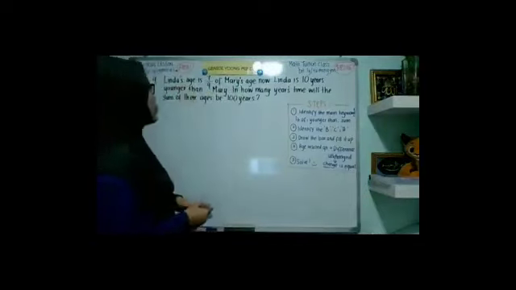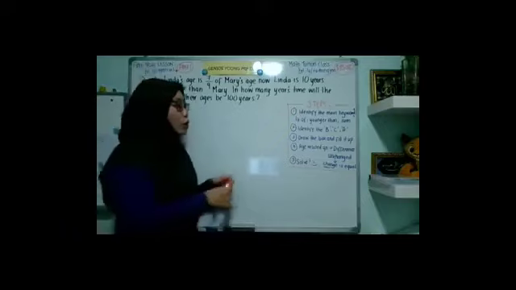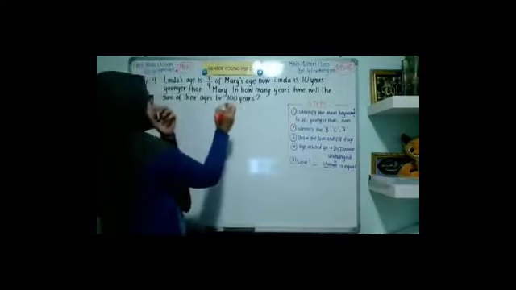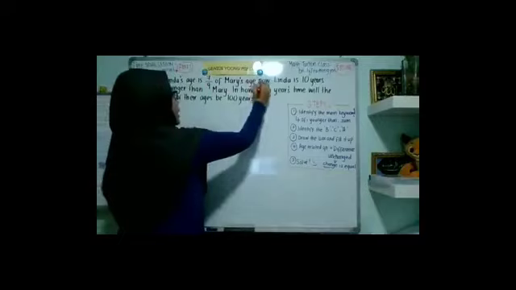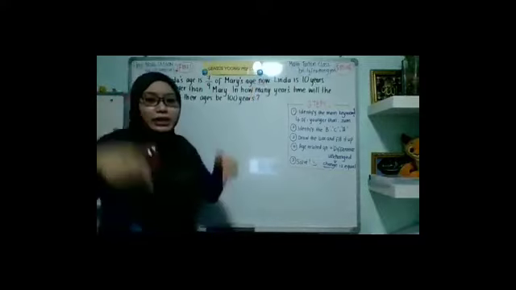Linda's age is 7/9 of Mary's age now. So we're going to identify the main keywords first. This one is telling us about their ages currently.